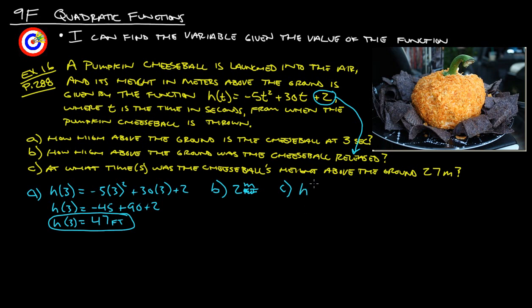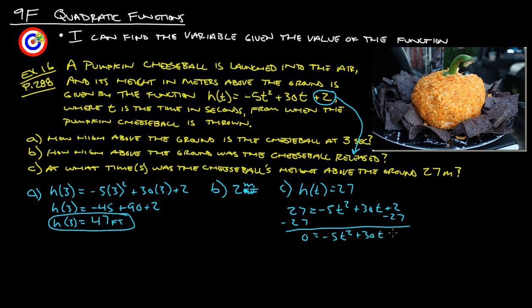So that means h of t equals 27. We're going to plug that 27 in for this part here of our equation. So we get 27 equals -5t squared plus 30t plus 2. So move the 27 over. We get 0 equals -5t squared plus 30t minus 25.